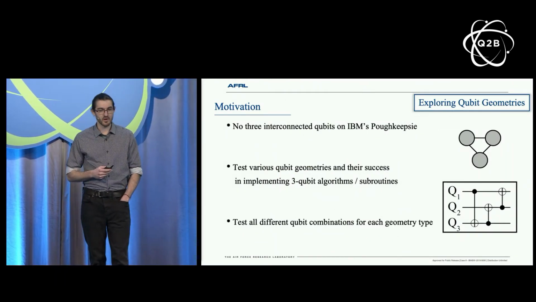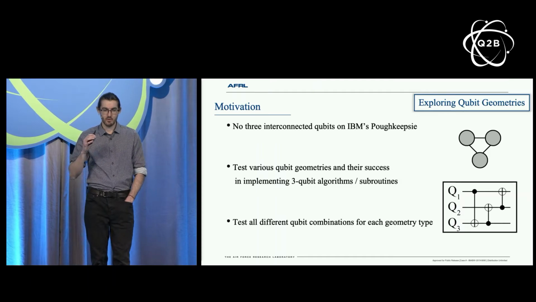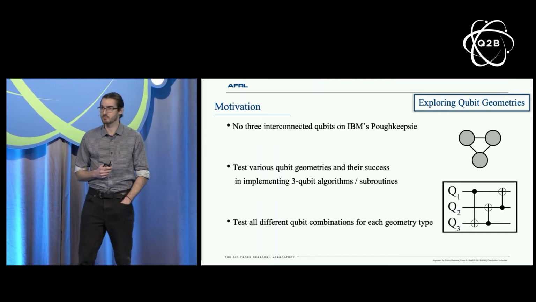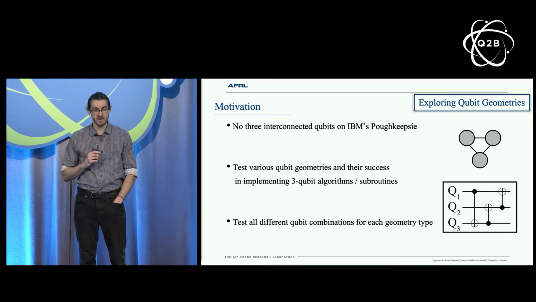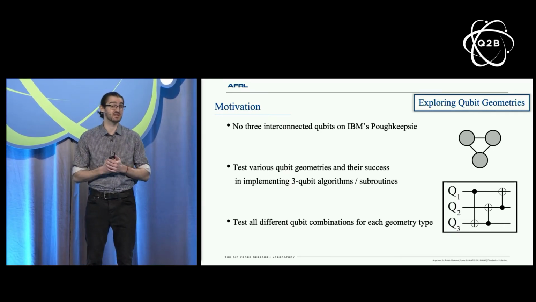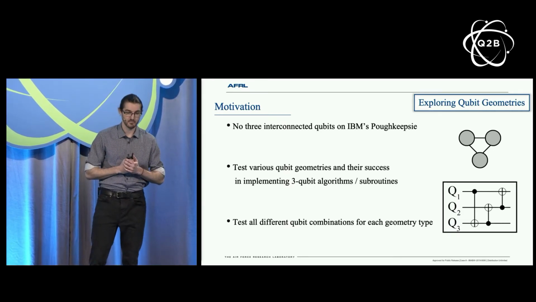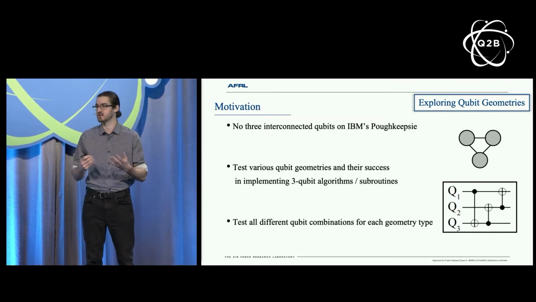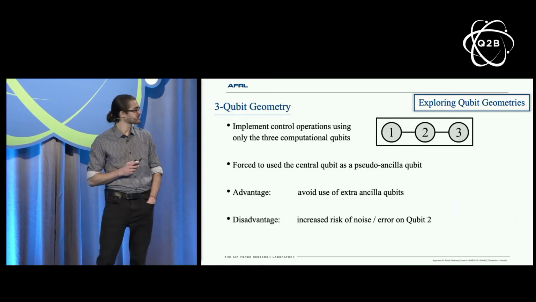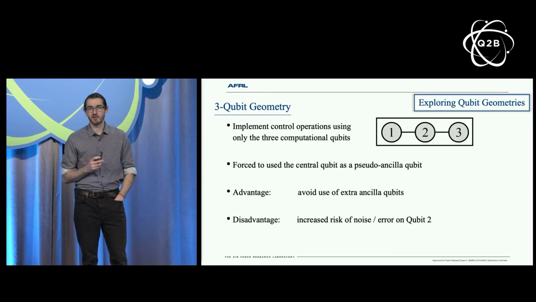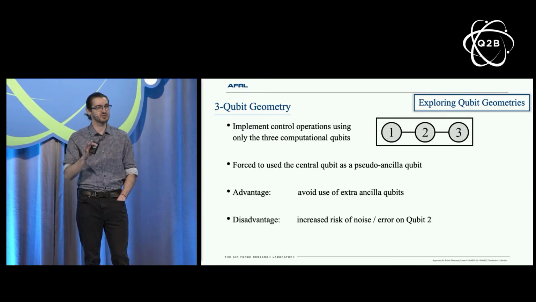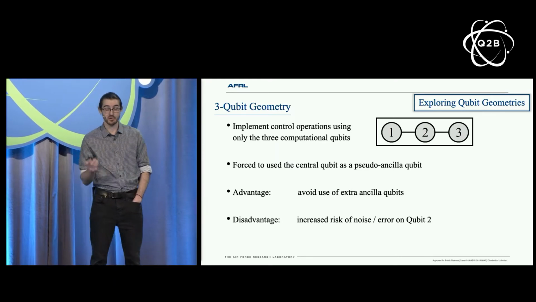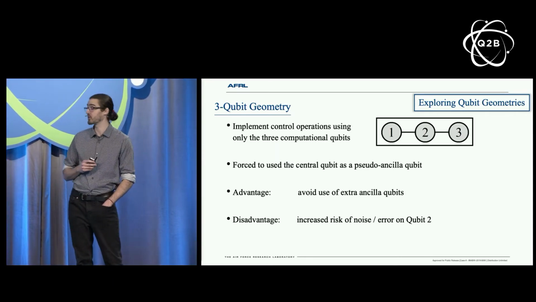So what did we do? Well, we pursued the same algorithms using 3 computational qubits, but we tried to implement it in different ways and see who was the winner, more or less. So what you're going to see is a bunch of different qubit combinations using various amounts of ancillas. I can jump to the first one here. So straight off the bat, if it's a 3-qubit algorithm, let's just use 3 qubits. And we'll put them all in a line. And there's plenty of these on Poughkeepsie. There's a total, I think, of 32 combinations.